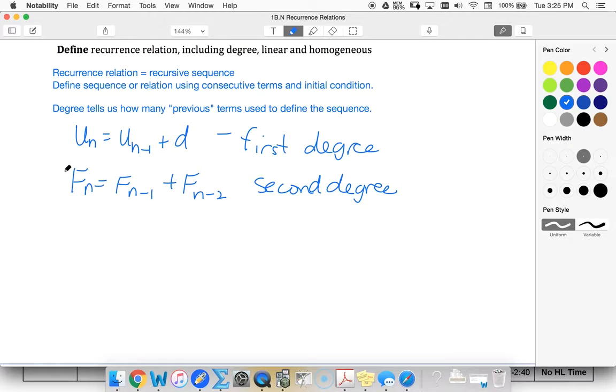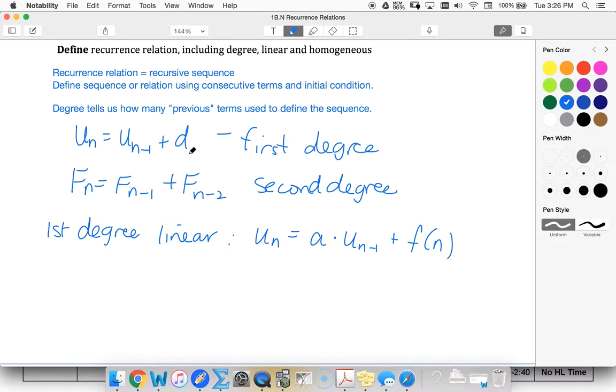And in general, we say that a first degree linear recurrence relation has the form u sub n equals a times u sub n minus 1 plus some function of n. So in this case, our function was a constant. If this component is equal to zero, then we say it's first degree linear homogeneous. And that happens when f of n is equal to 0.